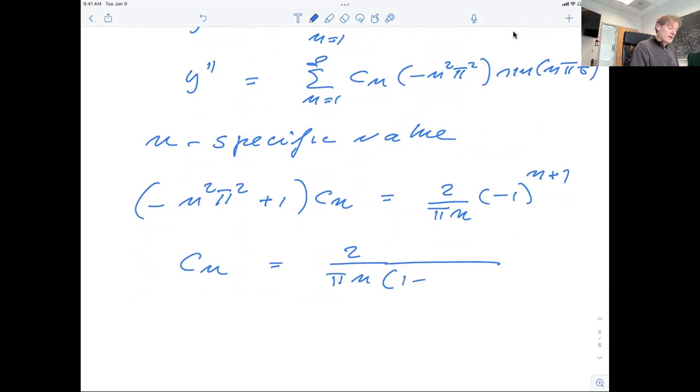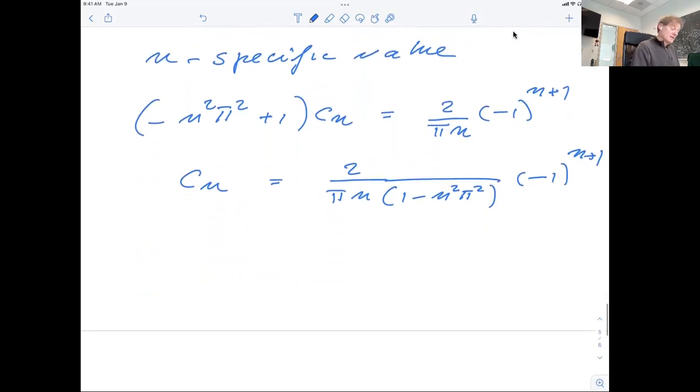And then I have 1 minus n squared pi squared multiplied with minus 1 to the power of n plus 1. Then I can plug it into the equation again, and then I have my solution. So this is now my particular solution to the differential equation in terms of a sine expansion.